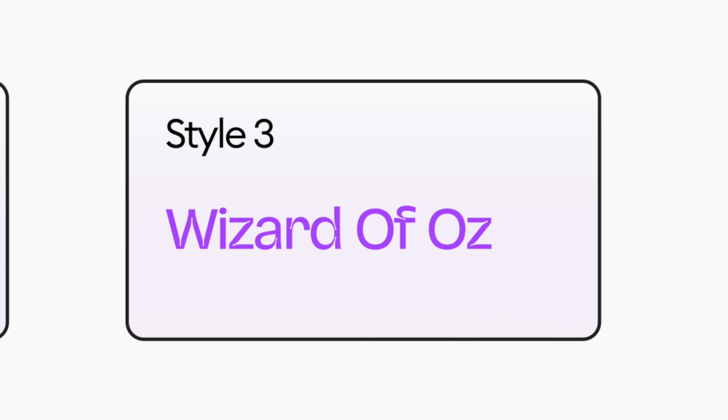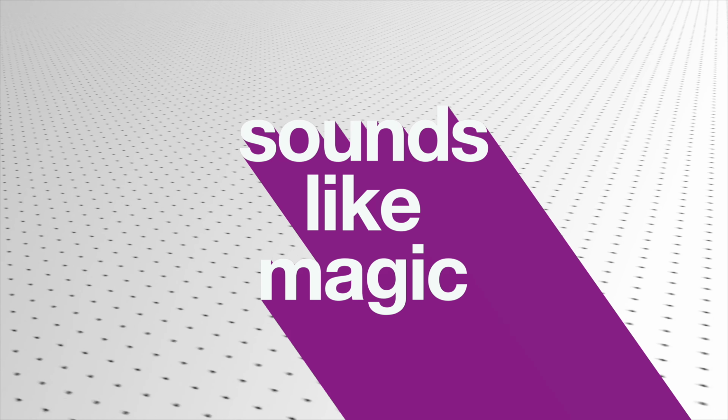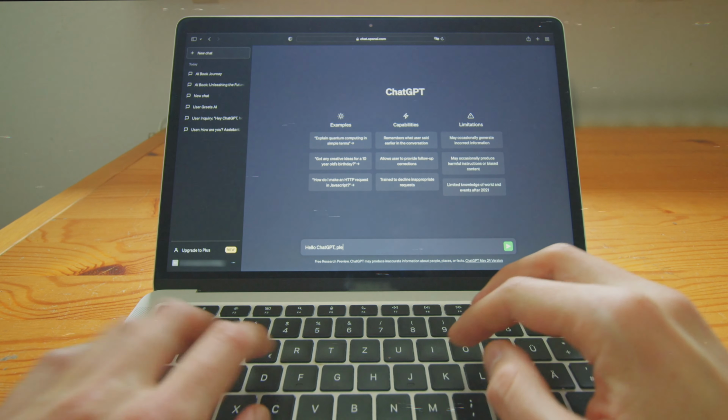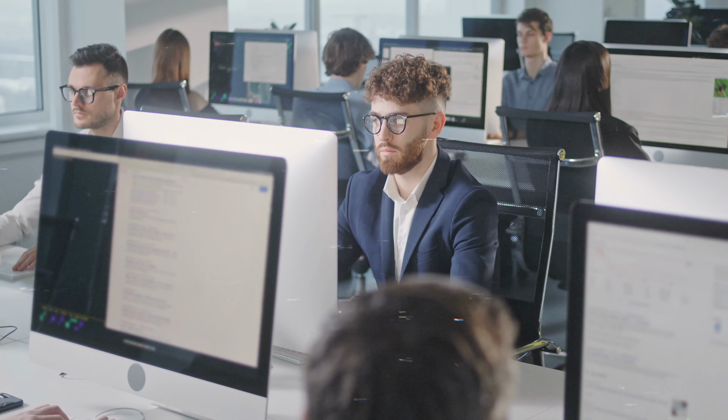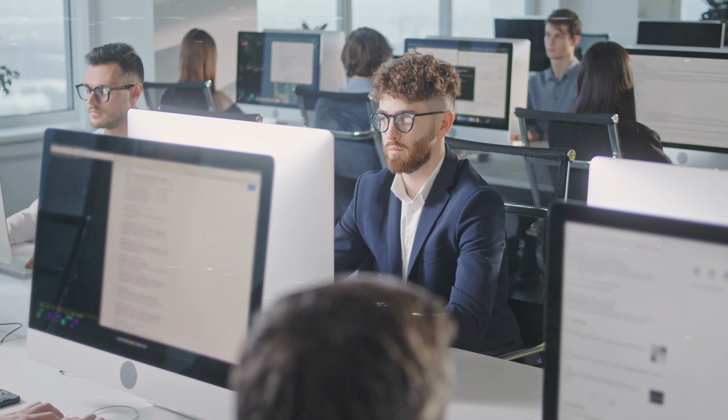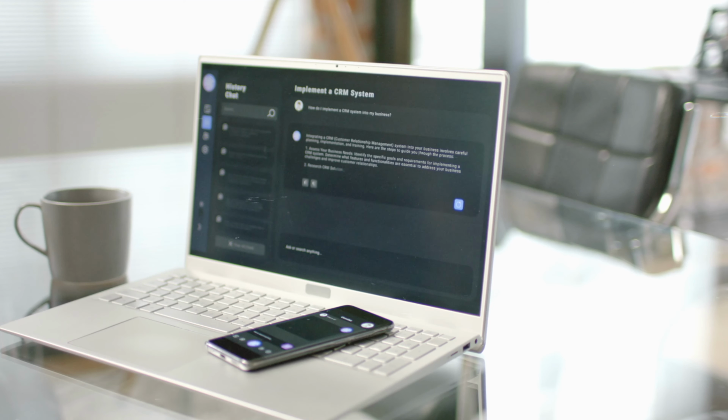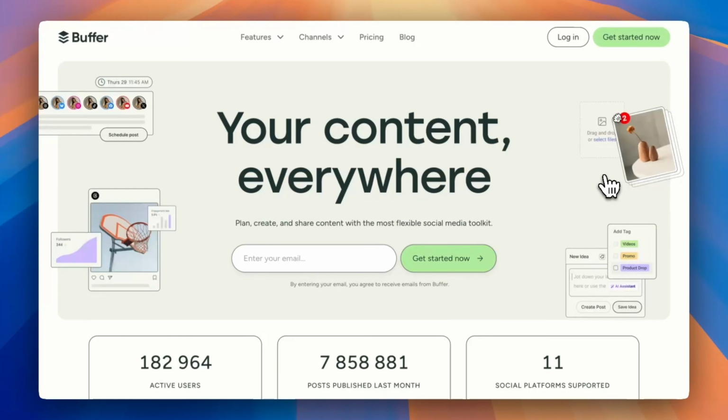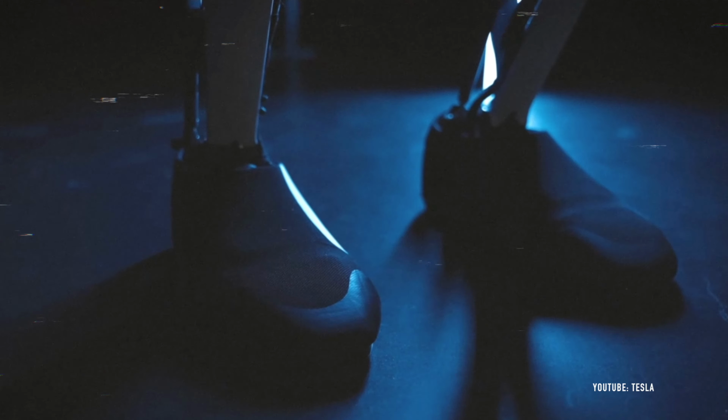Number 3, Wizard of Oz. Sounds like magic, but this is a real MVP strategy. Users believe they are interacting with a fully automated product, but behind the scenes, humans are manually running the system. This method is great for AI-based products or automation tools that need testing before serious development begins. Example, Elon Musk's Tesla bots.